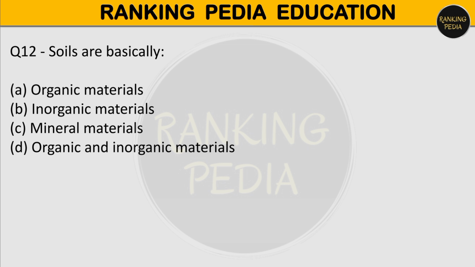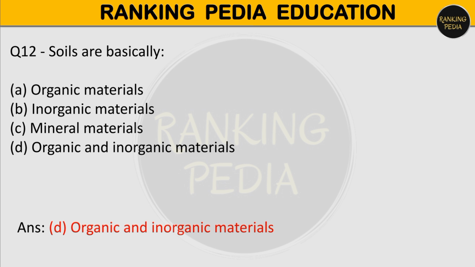Next question is, soils are basically, your options are organic material, inorganic material, mineral material, or option number D, that is organic and inorganic materials both. So soils are what? Soil is a mixture of organic material, minerals, gases, liquids, and organisms that together support life. So soils are basically organic as well as inorganic materials. That is option number D is correct.